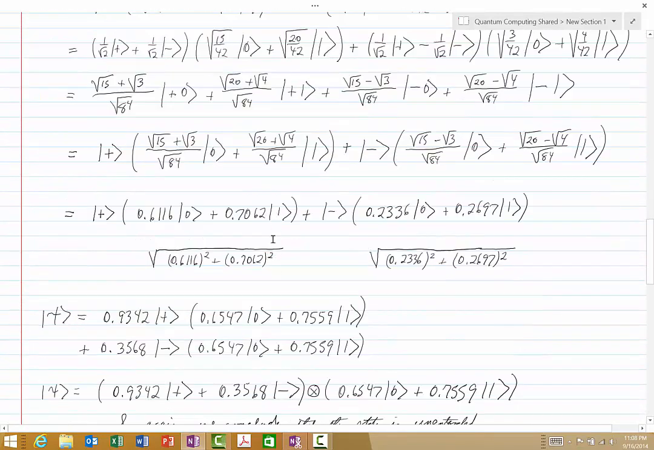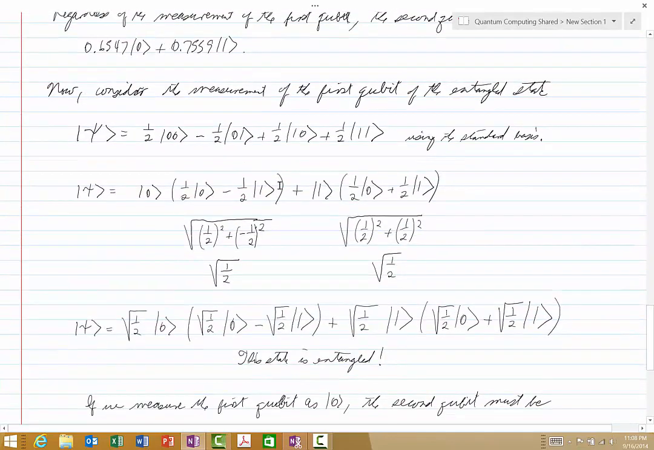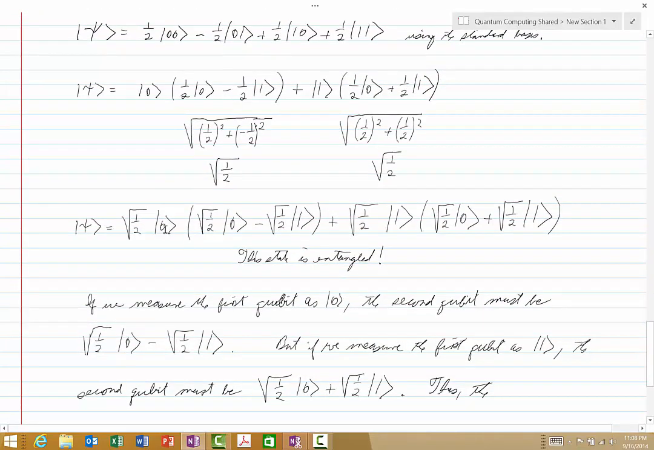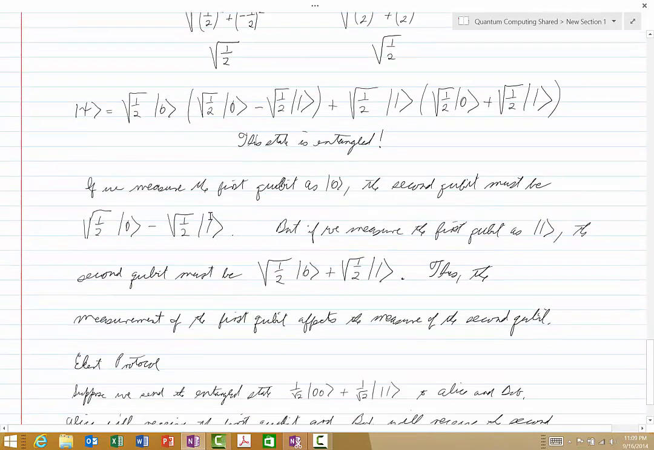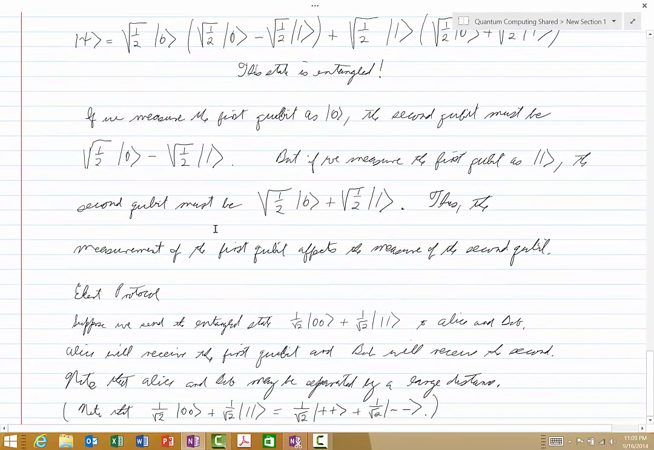But in the case of an entangled state, if Alice and Bob both use the same measuring basis, and let's say in this case, just for the sake of simplicity, they use the standard basis, and Alice measures a 0, then this is where we are. If Alice measures a 0, then that means that the second qubit is definitely 0, and so if Bob is using the standard basis as well, he will measure a 0. So this is the idea.